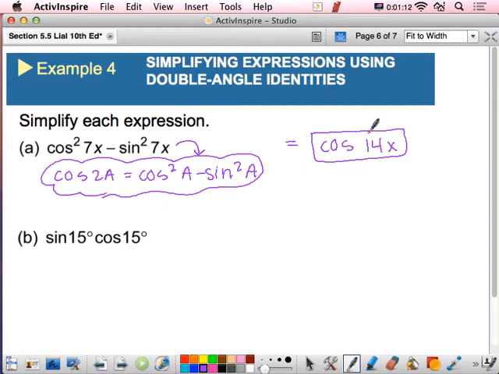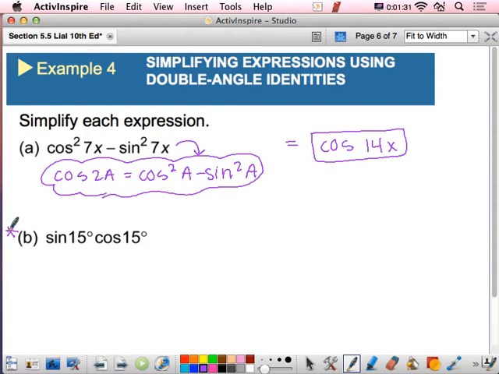Do y'all understand that? Okay. So they're going to give you a piece of one of the identities, and you're going to have to use the other side to simplify it down. Now this is the hard one. This is the one people miss all the time, because it doesn't look exactly like one of them.